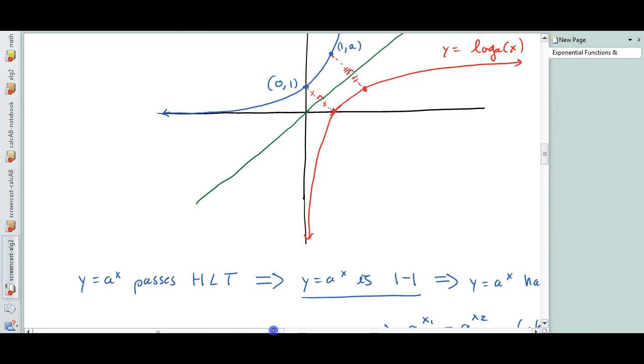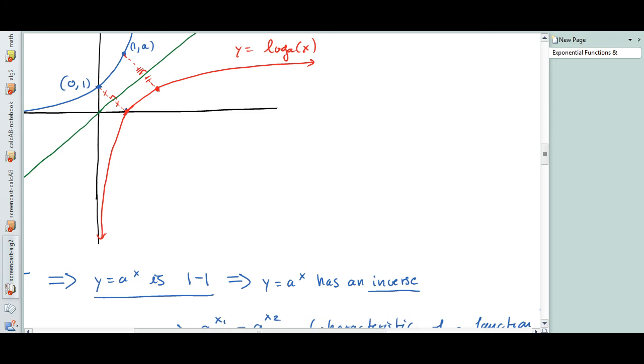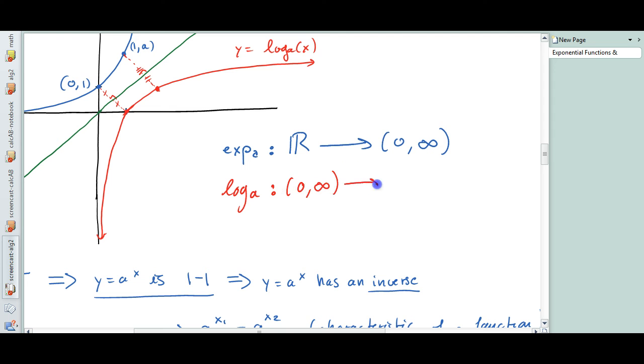I'm going to use a notation I've used in class, very briefly. I don't want to linger on this notation, but it's nice just to write the function. This is exponential base a. We said the domain is all real numbers, and it goes into the range, positive real numbers. Well, guess what? The log base a will switch everything. It will start in the range of the exponential and go into the domain of the exponential. That's the domain of log, and that's the range of log.